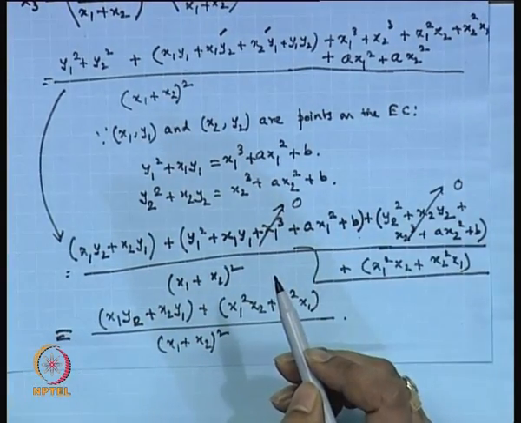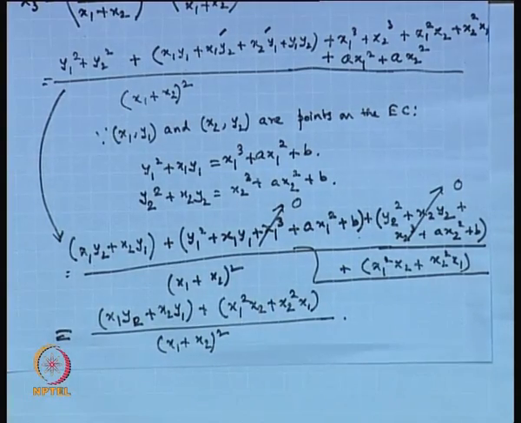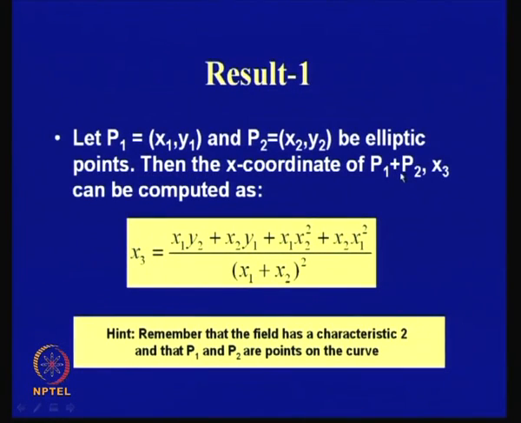So, that is the first result here, which says that if you take (x1, y1) and if you take (x2, y2), and these are points on the elliptic curve, then the x coordinate of P1 plus P2, x3, can be computed as x1y2 plus x2y1 plus x1 square x2 plus x2 square x1 divided by (x1 plus x2) whole square. Okay. So, therefore, you remember that the field has a characteristic 2 and that P1 and P2 are points on the curve. So, these are the two things that we have used in this result.